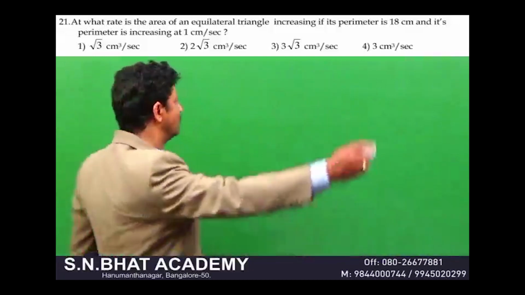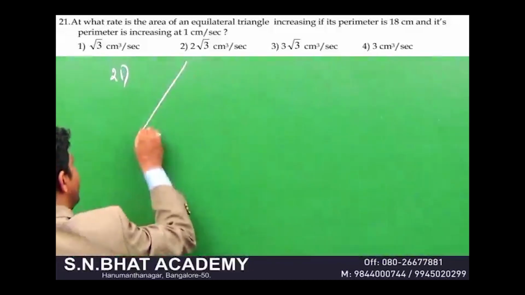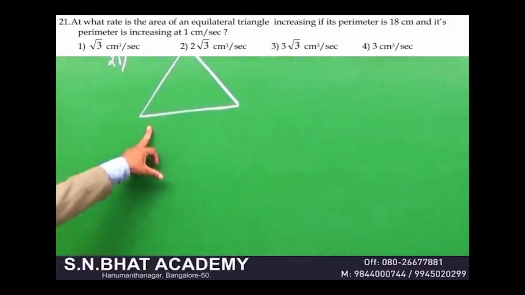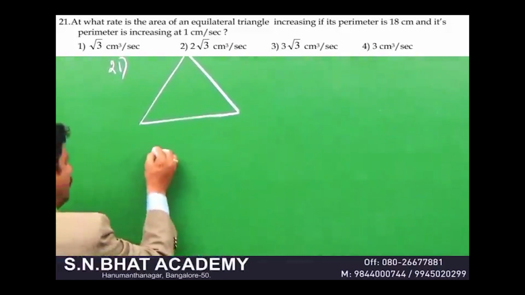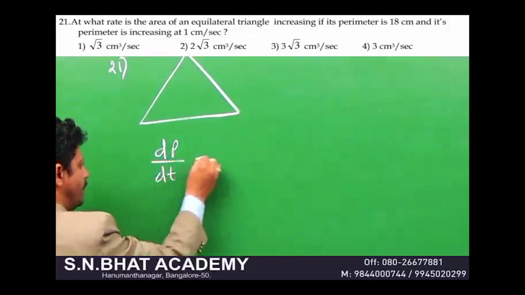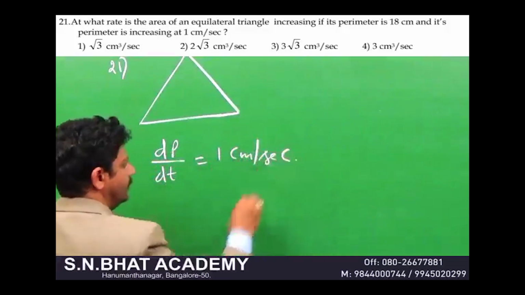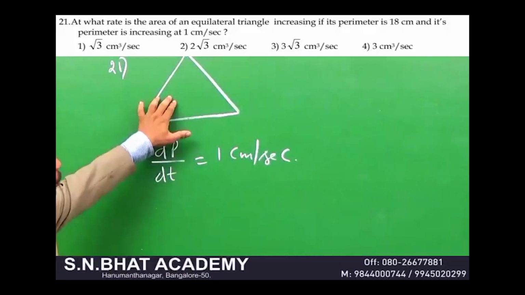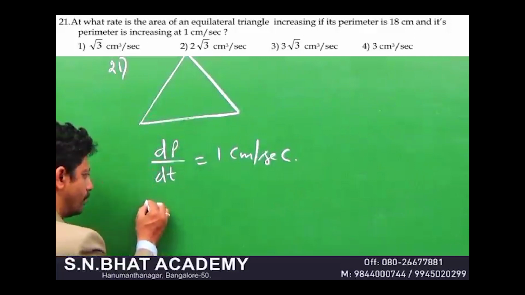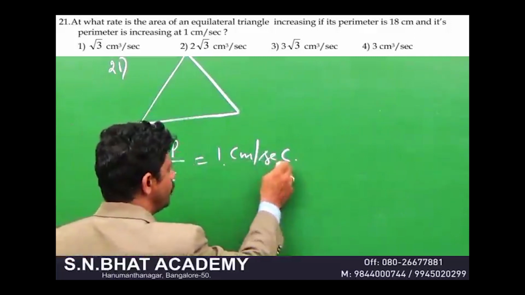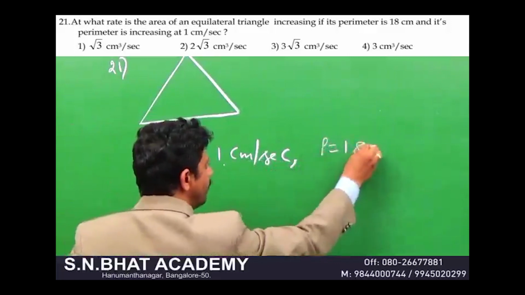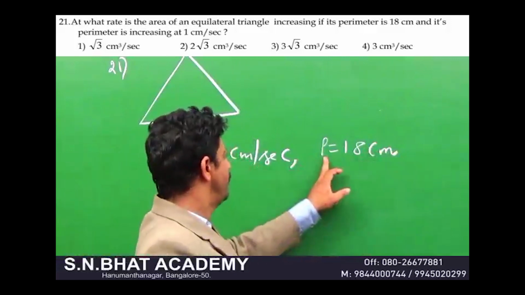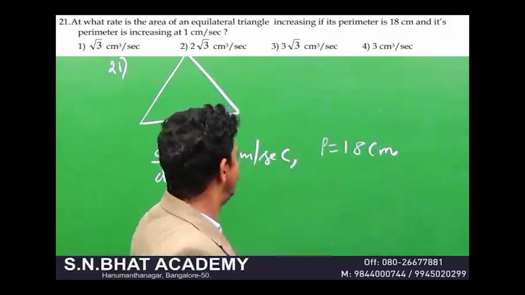Question number 21. In this problem, an equilateral triangle is given. Its perimeter is increasing at the rate of 1 centimeter per second. Rate of change of perimeter is 1 centimeter per second. And also we have to determine the rate of change of area of this equilateral triangle when the perimeter is 18 centimeters. So these are the given things. dp by dt is given to be 1 centimeter per second, and we have to determine the rate of change of area when p is equal to 18 centimeters.